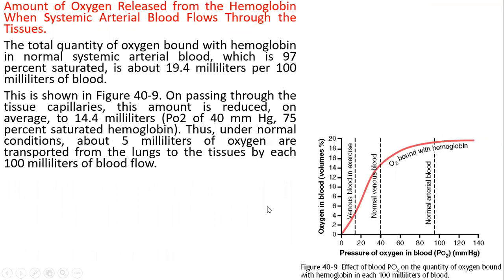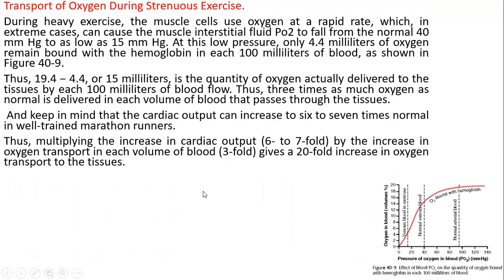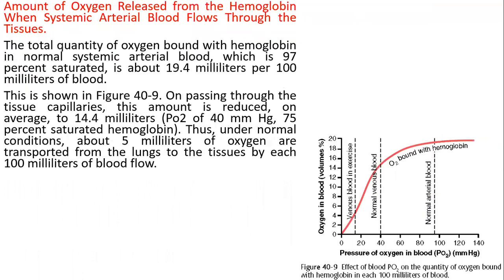Maximum amount of oxygen released from the hemoglobin when systemic arterial blood flows through the tissues. نشوف هنا the total quantity of oxygen bound to the hemoglobin in normal systemic arterial blood, which is 97% saturated, هي 19.4 مل لكل 100 مل of blood.